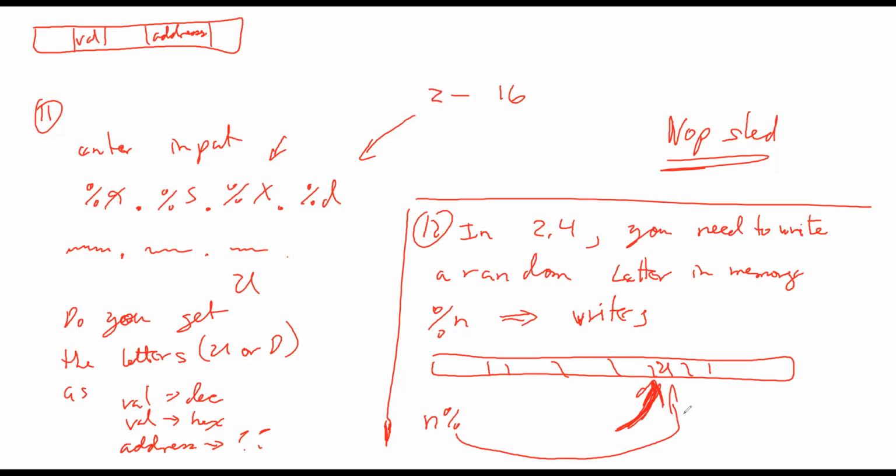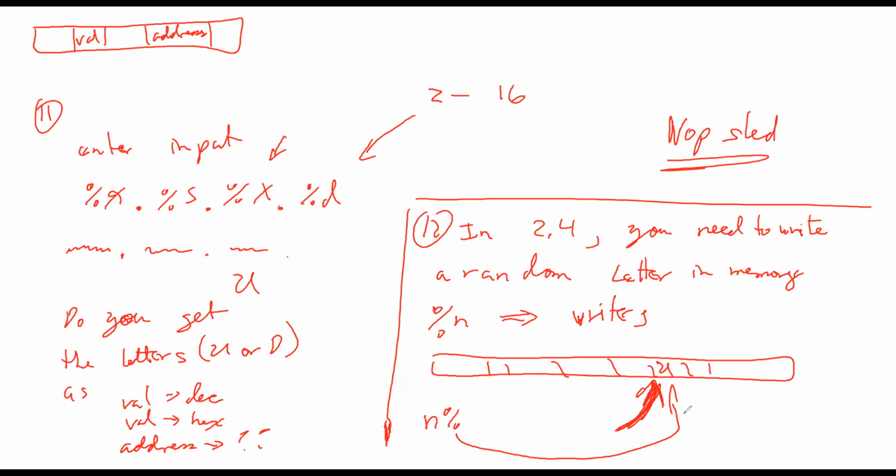Once you find the U or the D, all you have to do is replace whatever you had in there with percentage n. Percentage n will write to that location. And then once you finish executing the program, you'll see that the variable has changed.